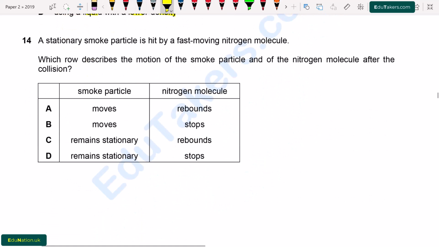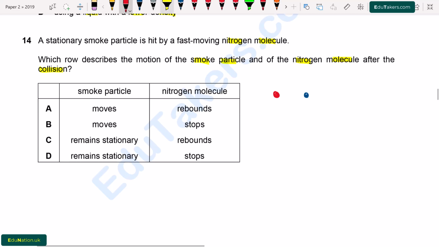Question number 14. A stationary smoke particle is hit by a fast moving nitrogen molecule. Which row describes the motion of the smoke particle and of the nitrogen molecule after the collision? First of all, we have a stationary smoke particle and there is also the nitrogen molecule which is moving very fast. When both of these collide, what happens? The smoke particle also starts to move and the nitrogen molecule rebounds back.